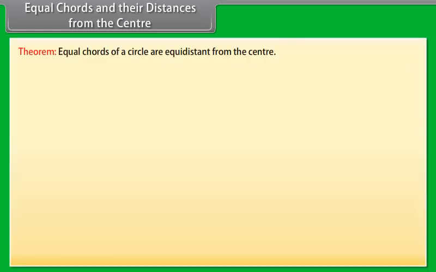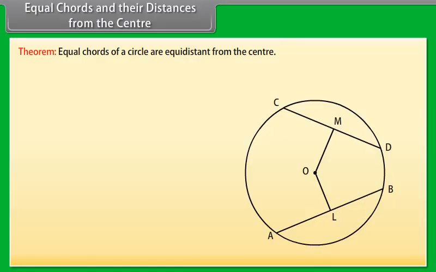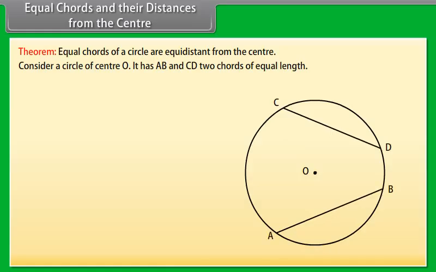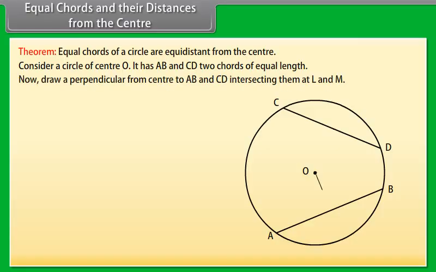Equal chords and their distances from the center. Theorem. Equal chords of a circle are equidistant from the center. Let us prove this. Consider a circle of center O. It has AB and CD, two chords of equal length. Now draw a perpendicular from the center to AB and CD, intersecting them at L and M. So we have to prove that OL is equal to OM.